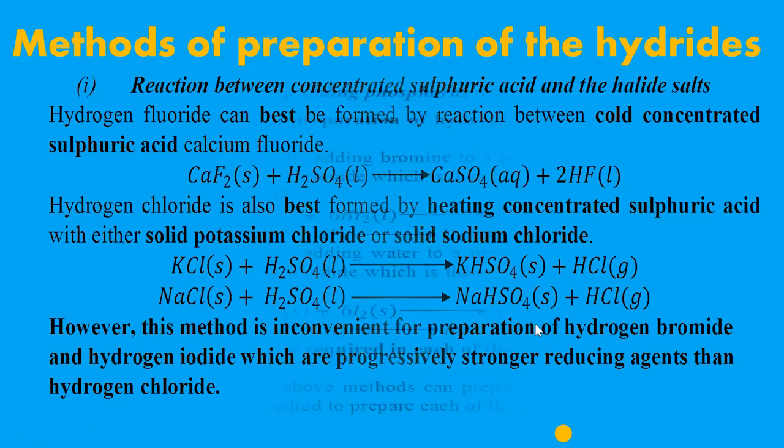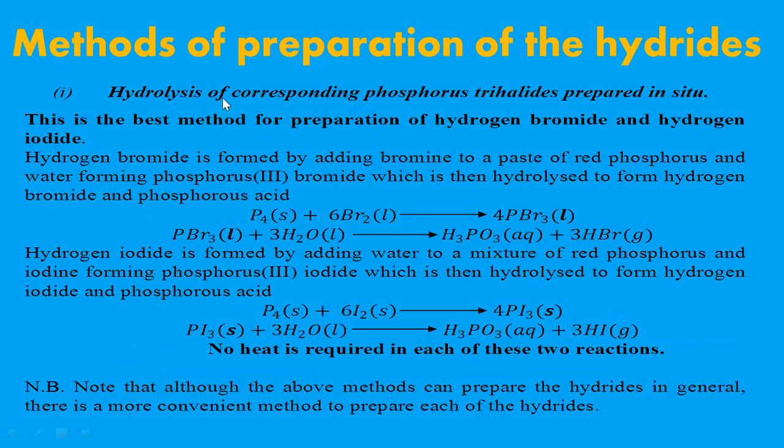The other method is the hydrolysis of corresponding phosphorus trihalides prepared in situ. This is the best method for hydrogen bromide and hydrogen iodide. If you want hydrogen bromide or hydrogen iodide, these are the best methods we can use.